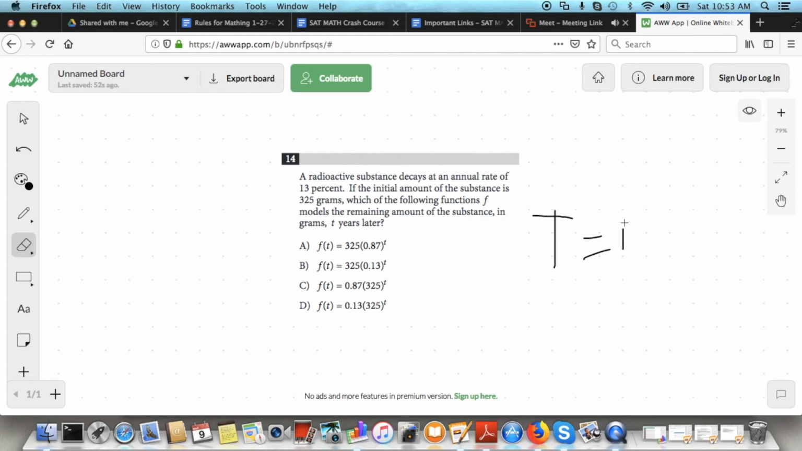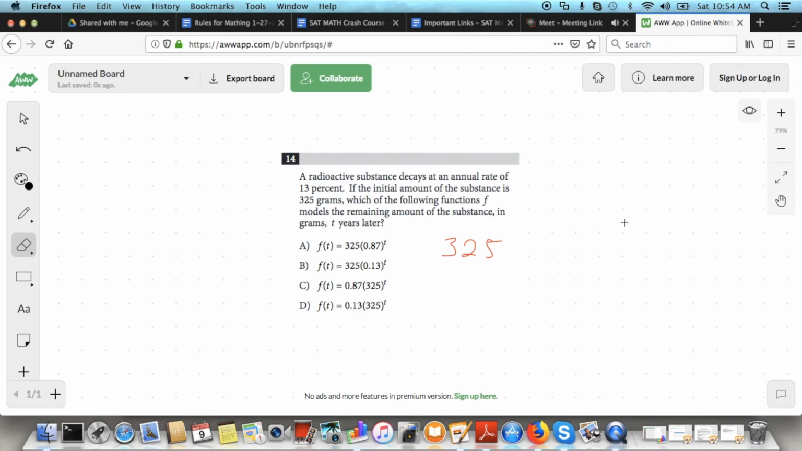Let's plug in a 1 for T into answer choice A. Let's see what we get. And by the way, 0.87 to the power of 1 is just going to be 0.87, right? So it's literally just 325 times 0.87. Go ahead and calculate that real quick. Does it make sense how we're testing answer choice A, or no? A little bit. Okay, no problem, I'll guide you through it.